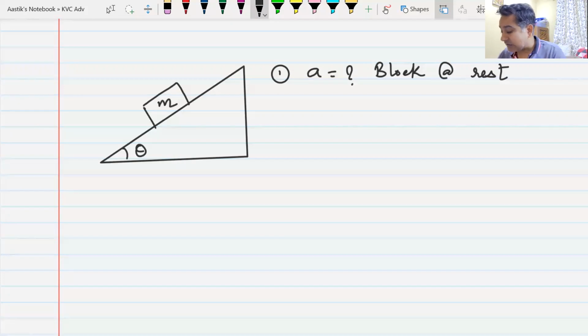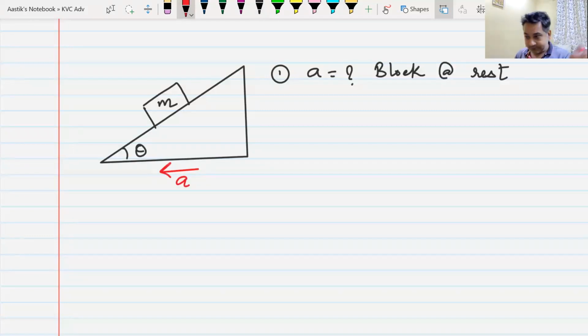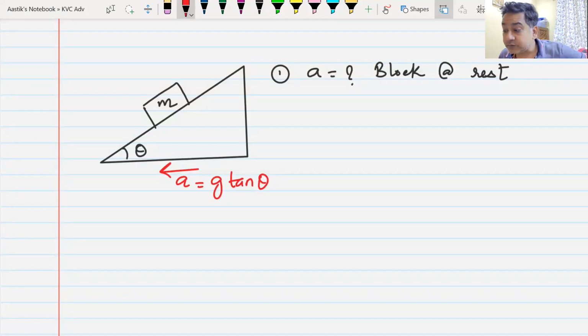What must be the acceleration of this system? So how should I move it? What should be the acceleration? Remember, in this case, the acceleration will be in this direction. Do we understand this? Yes, sir. And the value of acceleration should be equal to g tan theta for this block to remain at rest with respect to the wedge.